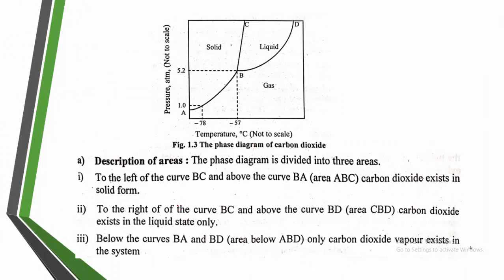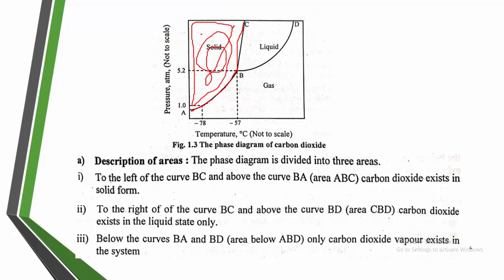Now first try to understand the description of the area. As I told you, AB is a curve, BC is a curve, and BD is a curve. The area left of the curve BC, and above the curve AB up to this level, and left hand side of the curve BC, this whole thing is known as the solid, which is called solid ice. This is dry ice, that is solid carbon dioxide, which is in a single phase, the whole area being present in a single phase.